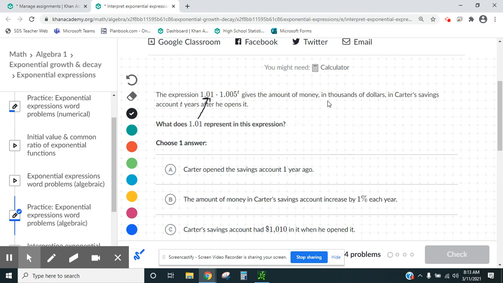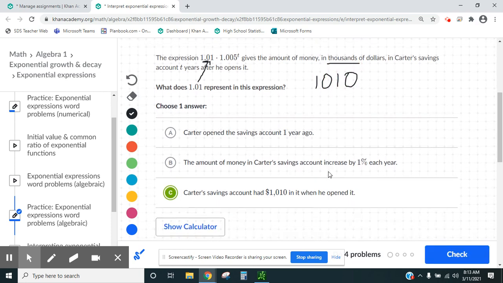Yeah, right. And so it says it's in thousands of dollars, right? So if I take that times 1,000, guess what it is? Right there. Okay. So that's the amount he started with. What if they asked about this 1.005? Well, 1.005 tells us how much it's increasing each year.